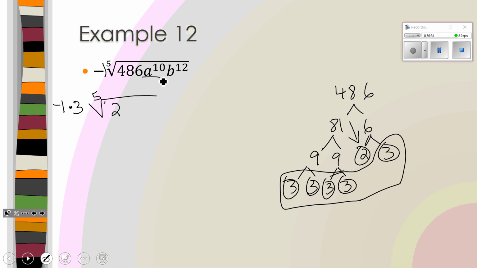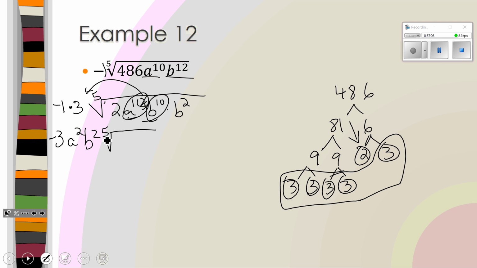a to the 10th, is it perfect? Yes, so just bring it down. What about b to the 12th? Break it down. What's the highest? b to the 10th times b squared. So I can take this out and this out. So this will be -3, a to the what? Why not 5th? Because I'm dividing by 5. And then b squared times the 5th root of what? 2b squared. How many were able to get there? How many almost there? How many know where they went wrong? Okay.